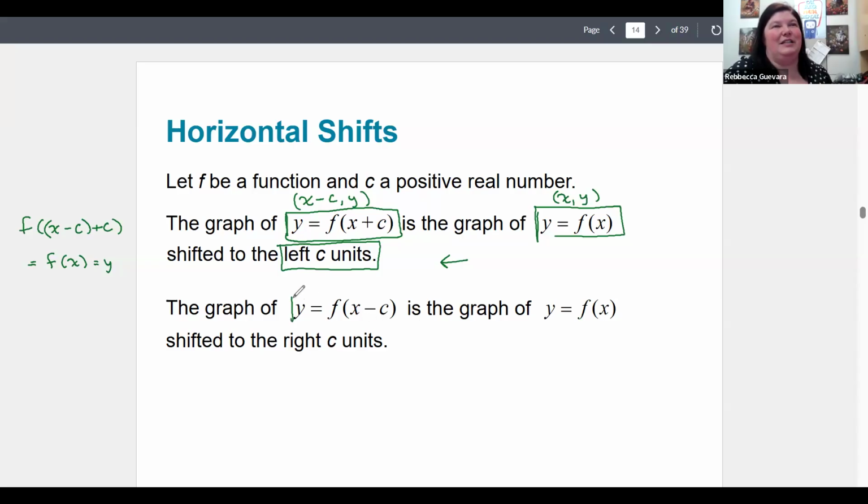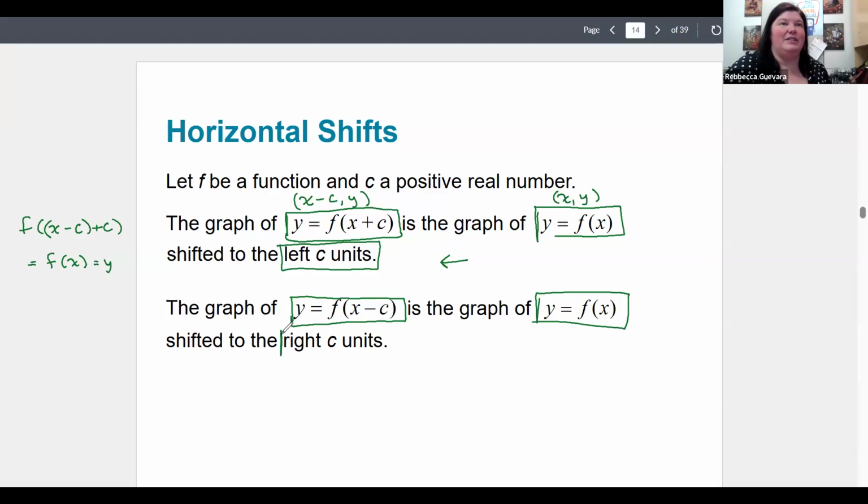Like I said, this one just takes a little bit. It'll confuse you at first, but you'll get used to it. y equals f of x minus c is the graph of y equals f of x, but now everything shifts to the right c units. So it's going to shift in a positive direction.